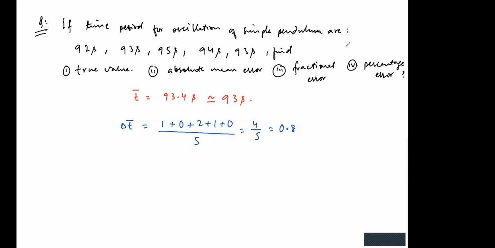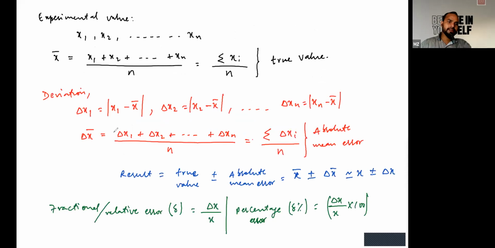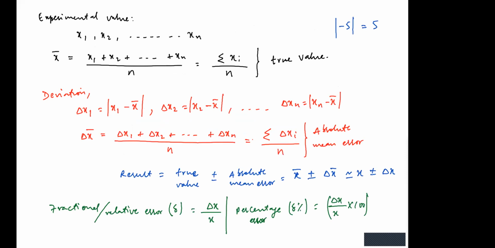But when we minus 92 from 93, we will get minus 1. Just see here. I have defined for any of the difference, you have to take absolute value only. So in absolute value, whether it would be minus 5, you have to take magnitude only of this particular number. So it will be just plus 5. Okay, sir. Now I understand. Good.